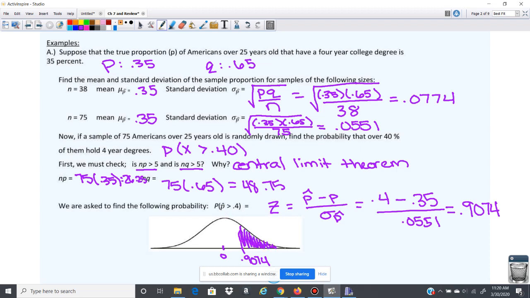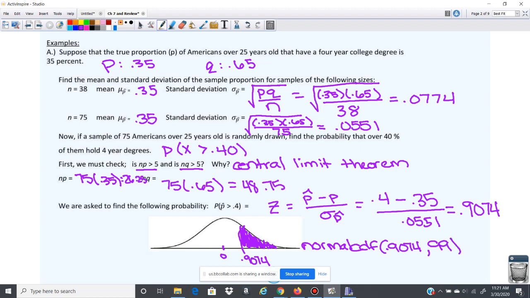We can go in our Z chart if we wanted, find the value, and then subtract from 1. Or we can put this in our calculator. So we would go in our calculator to the normal CDF function. This is our lower limit, so 0.9074, and then our upper limit would be a positive 99.